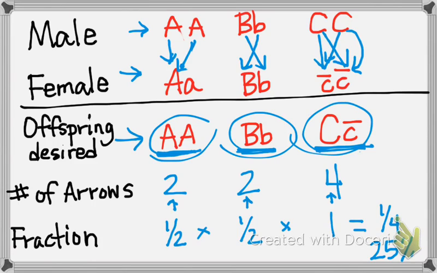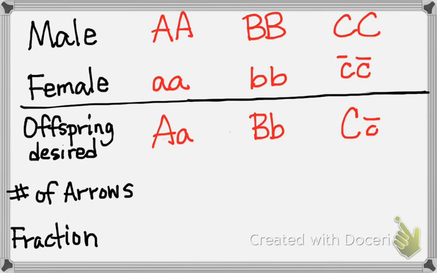So I want you to flip over onto the back of your worksheet. Pause the video here, and I want you to set up the parents and desired offspring in a chart, just like we did in this example. And then when you've finished getting that copied down, resume the video.